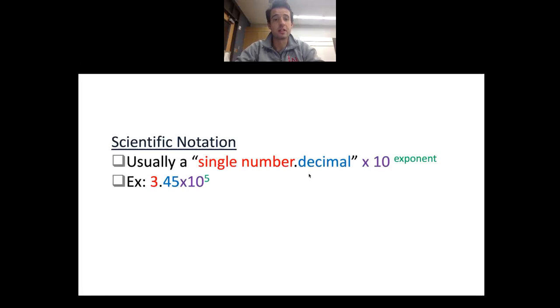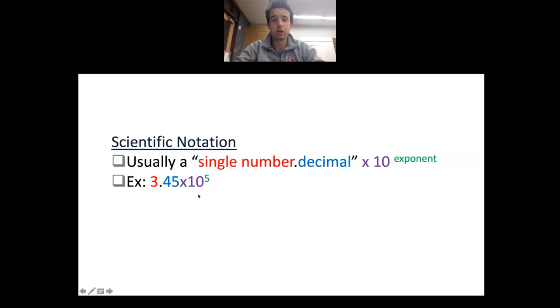Let's move on here. Scientific notation. This is kind of the formula. You'll notice in red here, I have a single number. That just means a number somewhere between 1 and 9. So an example would be 3. The number here could not be 10. It could not be 100. It couldn't be anything with 2 digits or 3 digits. It's a single 1-digit number.